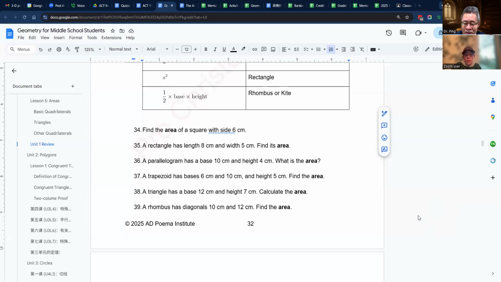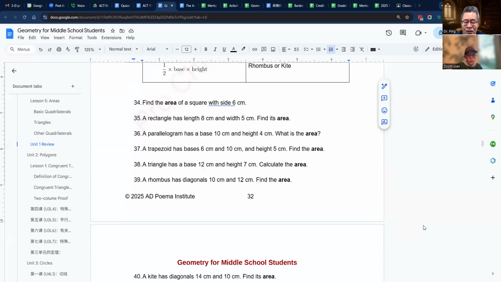And good. And 36, a parallelogram has a base 10 centimeters and height 4 centimeters. What is the area?